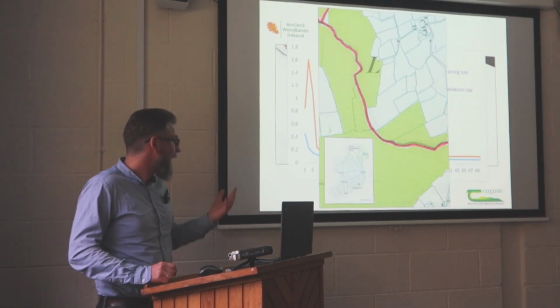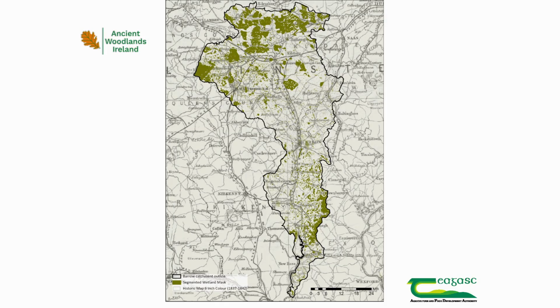Now, having done that, we applied this to the whole area, and this is kind of the spread of the wetlands in the historic map. So in the 1800s, this is where wetland was in the Barrow catchment.